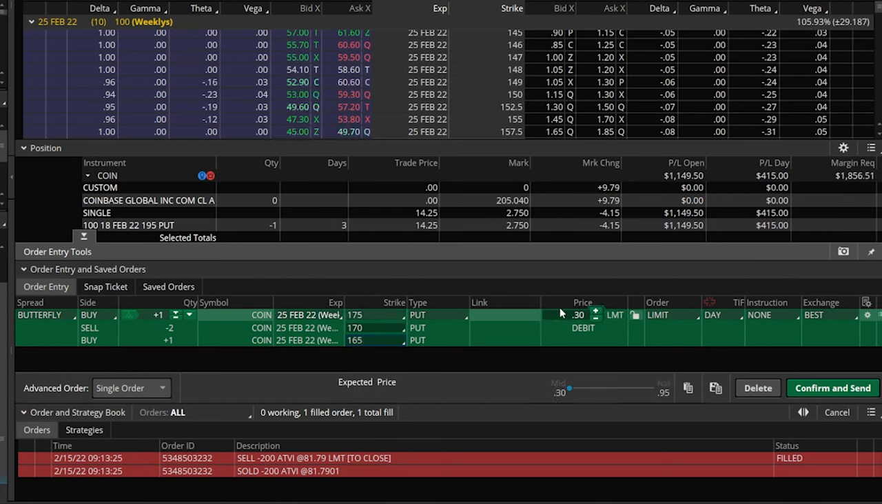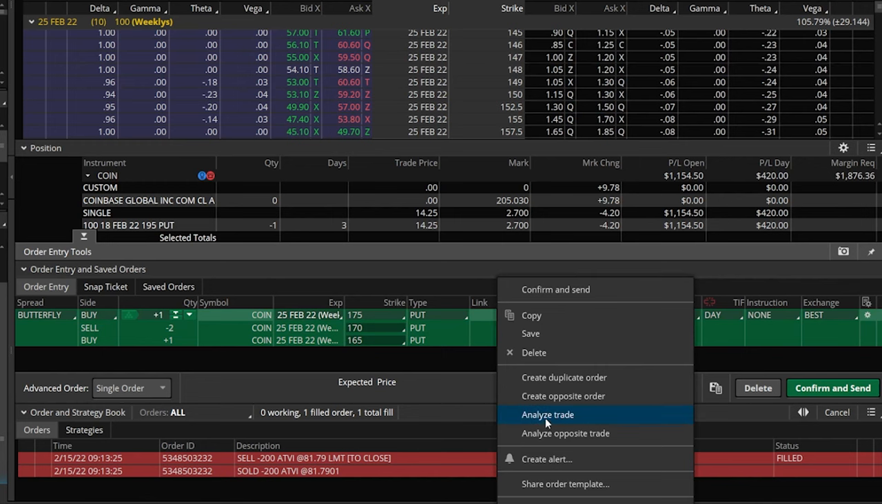Now on the right-hand side, we can see our total loss on this trade, if we're completely wrong, would be a 30-cent loss or 30-buck loss. However, if we're right, remember we could sell this for $5 because the spread is $5 wide, or $470 a profit. And just like in the previous example, if we actually wanted to visualize this trade, take a peek at it, we can just right-click on it and say Analyze Trade.